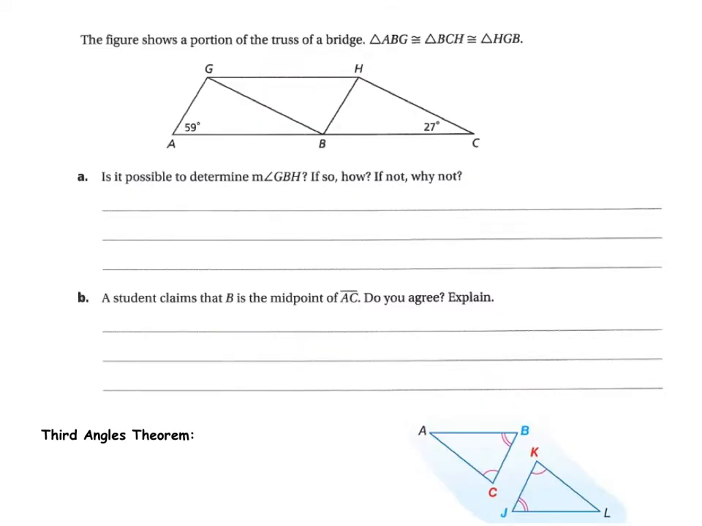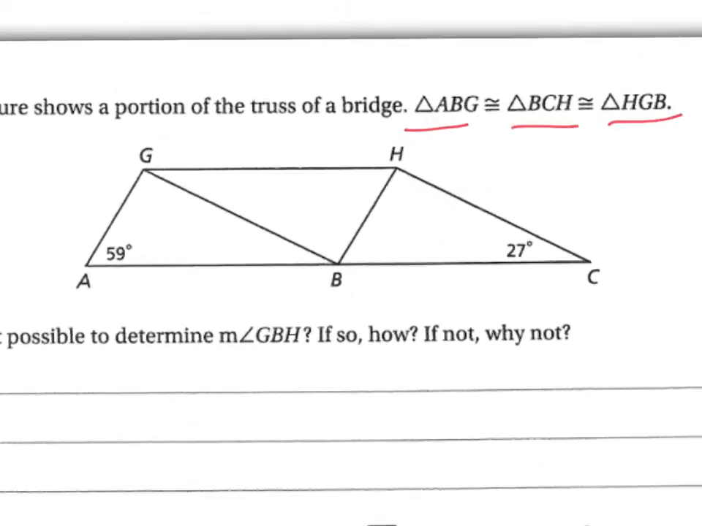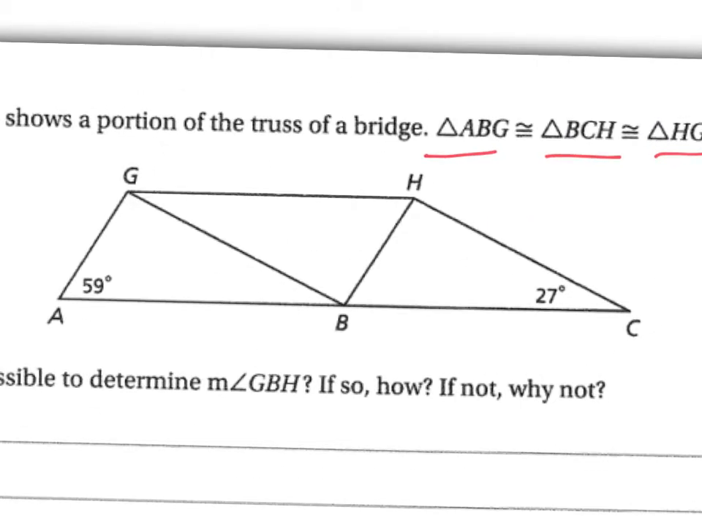Okay, so here we have 2 triangles that are congruent. The question says, is it possible to determine what the measure of GBH is? If so, how, and if not, why not? So what we are given is a statement that says these 3 triangles are congruent. So based on that statement, we can look at this triangle and see, for instance, angle A is congruent to angle B, which is also congruent to angle H.